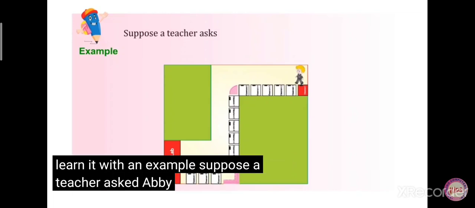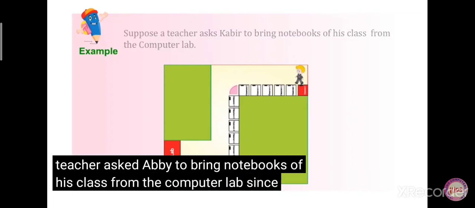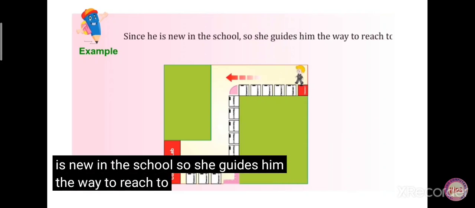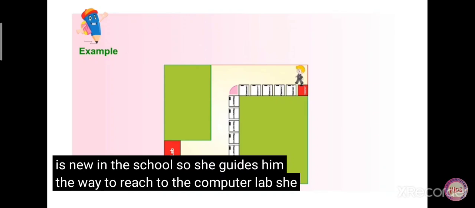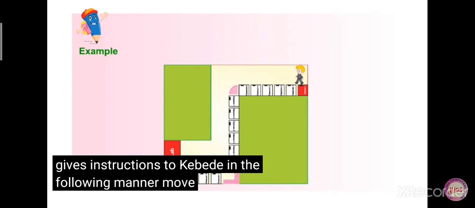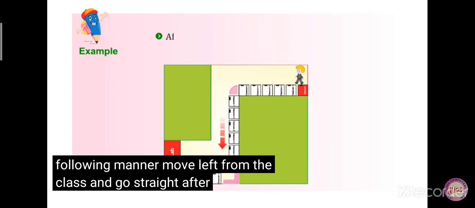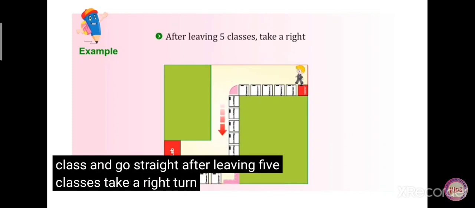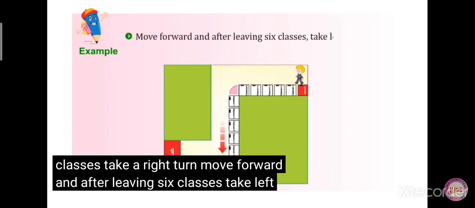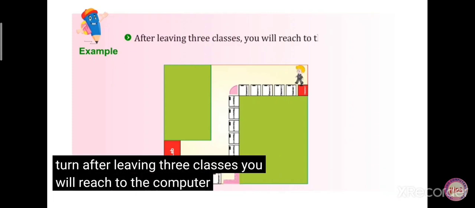Suppose a teacher asks Kabir to bring notebooks of his class from the computer lab. Since he is new in the school, she guides him the way to reach the computer lab. She gives instructions to Kabir in the following manner. Move left from the class and go straight. After leaving 5 classes, take a right turn. Move forward, and after leaving 6 classes, take a left turn. After leaving 3 classes, you will reach the computer lab.